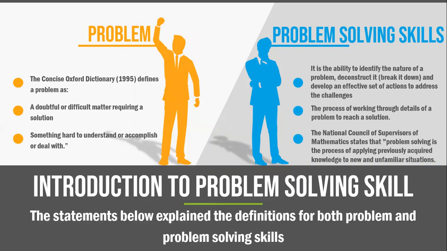The statements below explain the definitions for both problem and problem solving skill. Oxford Dictionary defines problem in two ways. First, a doubtful or difficult matter requiring a solution. If a thing requires a solution, then automatically it is a problem. It is something difficult, something that burdens you, something that makes you feel not easy, not relaxed. That is a problem. Second, something that is hard to understand and accomplish or deal with.